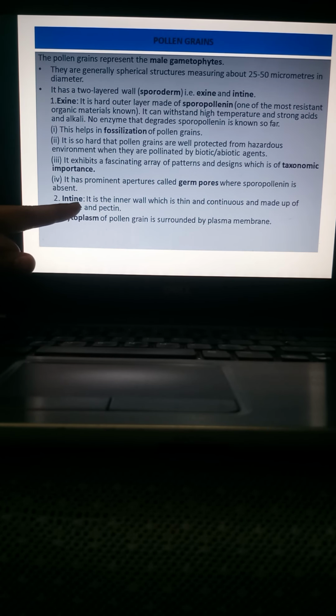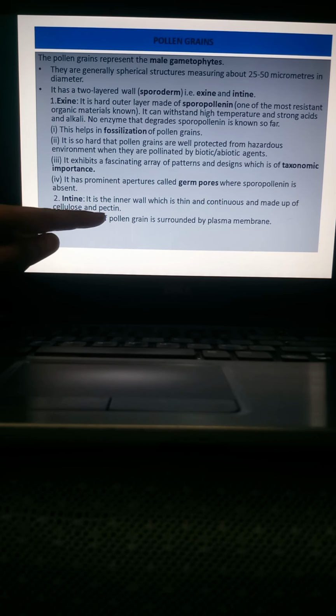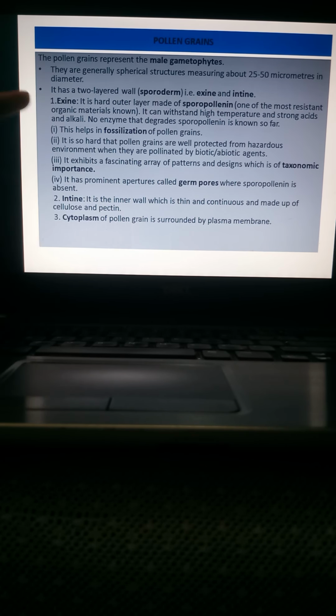Intine is the inner wall which is thin and continuous, and it is made up of cellulose and pectin. These are normal materials present in most of the cell walls, so pectocellulosic cell wall is not that resistant. It is the exine material that is resistant. And then comes the cytoplasm of pollen grain, which is surrounded by the plasma membrane.